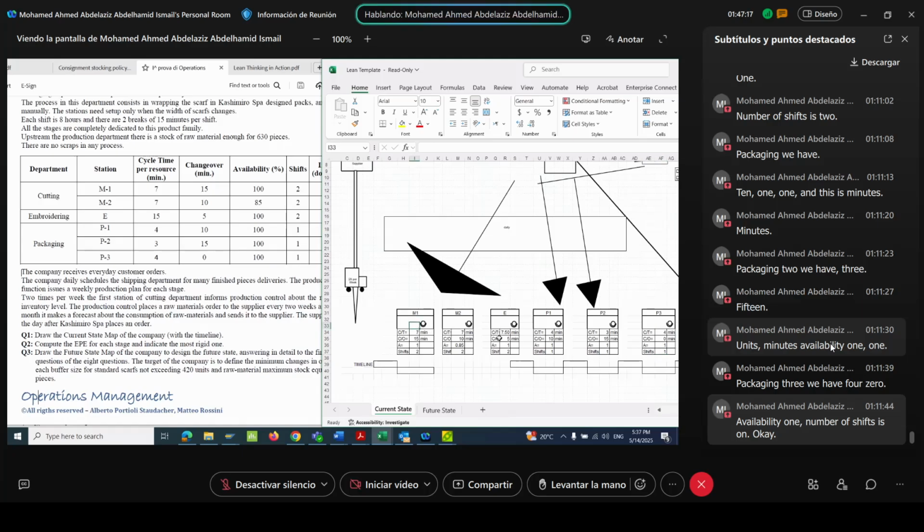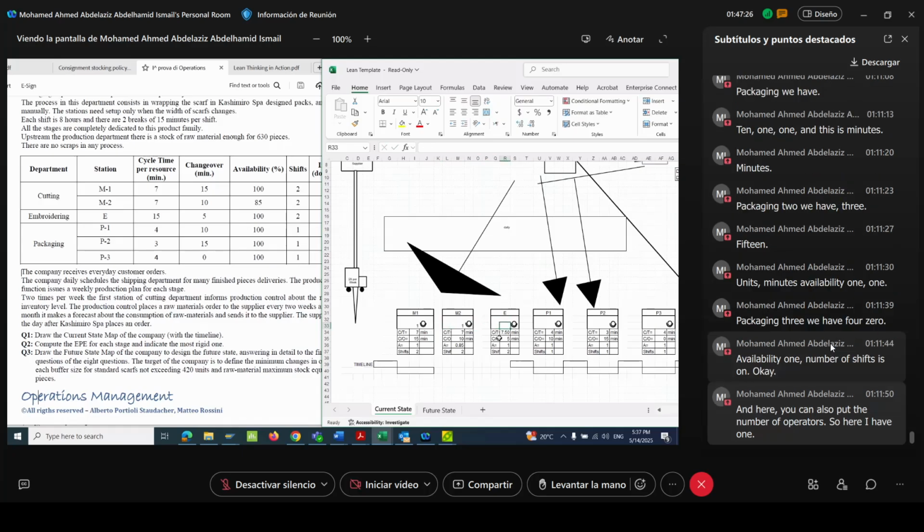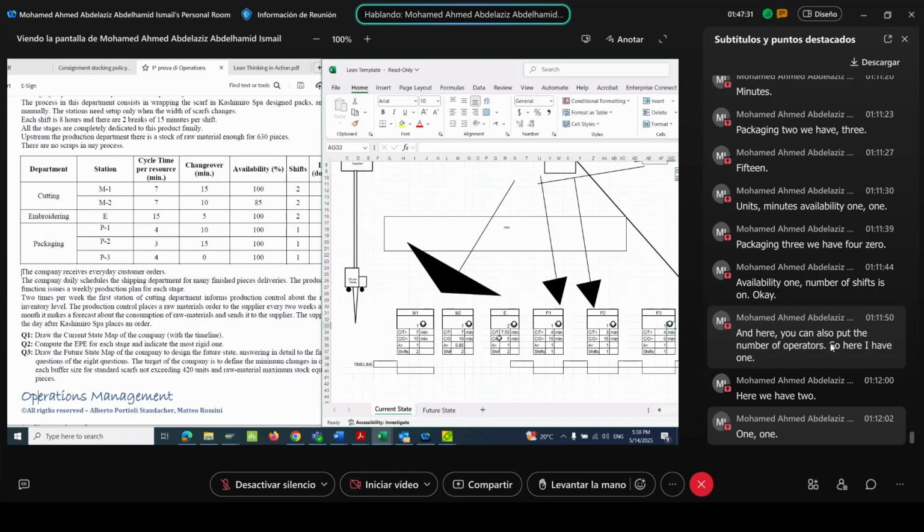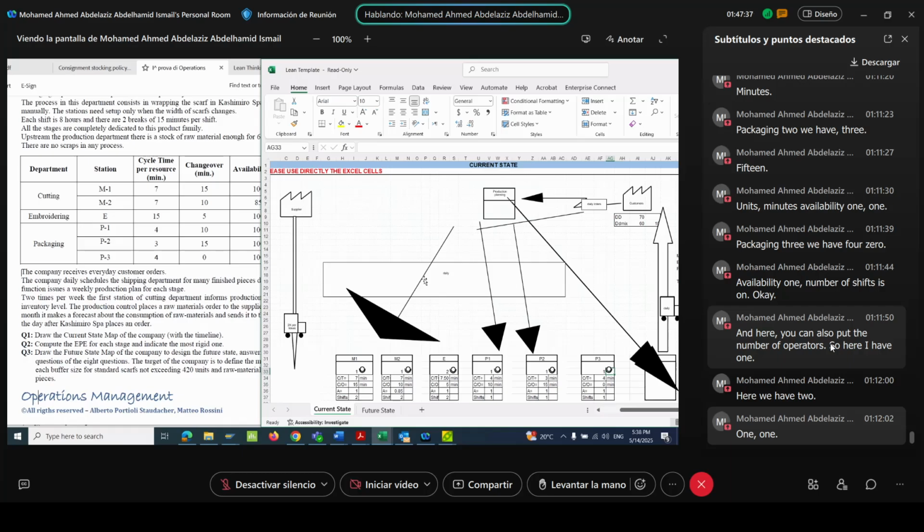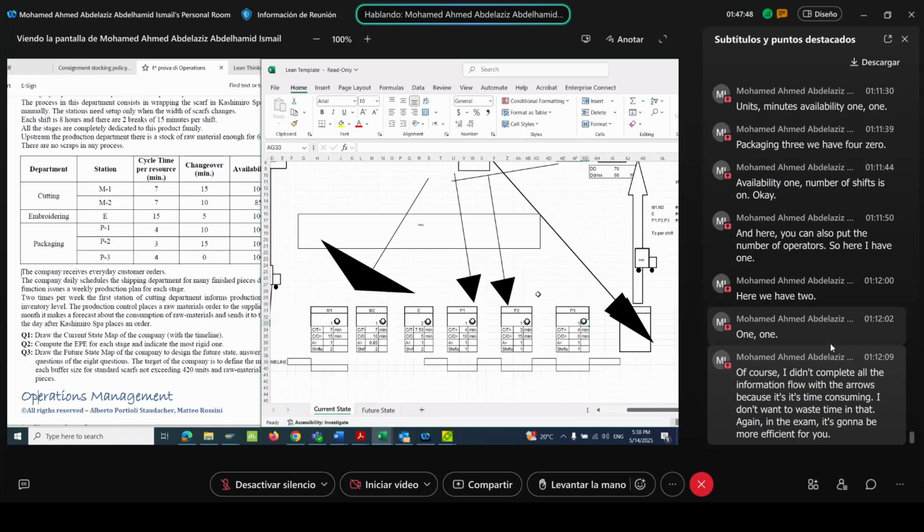And here you can also put the number of operators. So here I have 1, 1. Here we have 2, 1, 1, and 1. Of course, I didn't complete all the information flow with the arrows because it's time consuming. I don't want to waste time in that. Again, in the exam, it's going to be more efficient for you. I completed the boxes. So we have completed all this part. We still need to put the inventories and we still need to calculate our timeline.